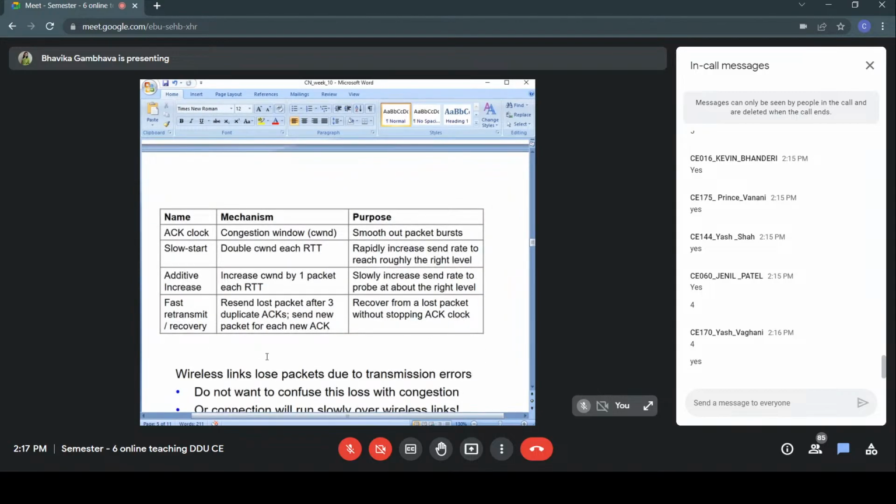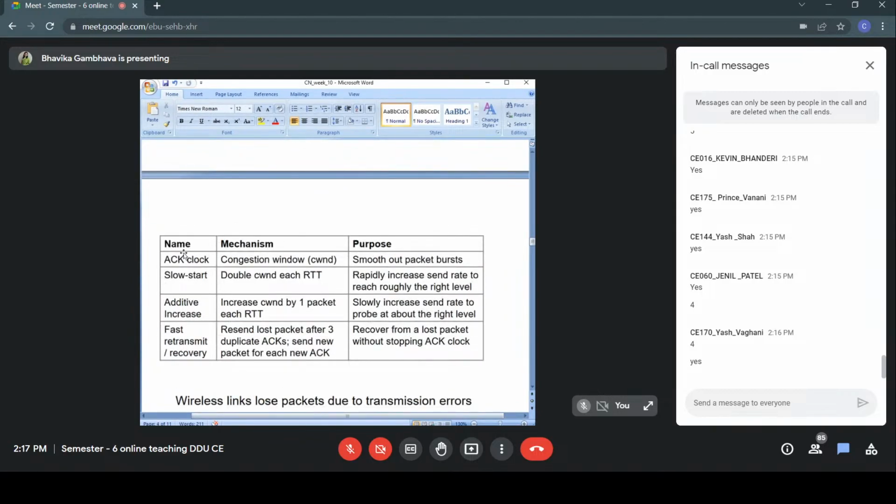Okay, so very quickly let us summarize this in the form of a table. It is known as acknowledgement clock congestion window. Based on the acknowledgement arrival, the congestion window will be improved. Why do we do that? To smooth out the packet burst. Like we don't double it and then send that many packets at a time on the network. But on arrival of each acknowledgement, slowly we are increasing the congestion window to smooth out the packet burst.